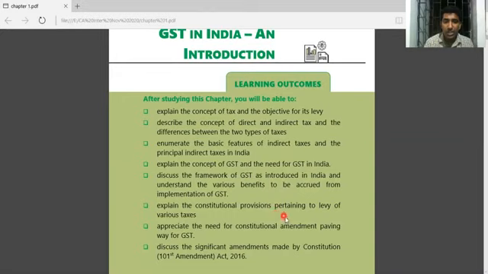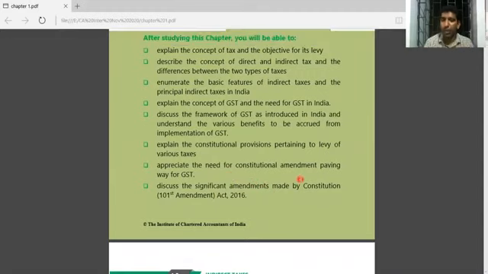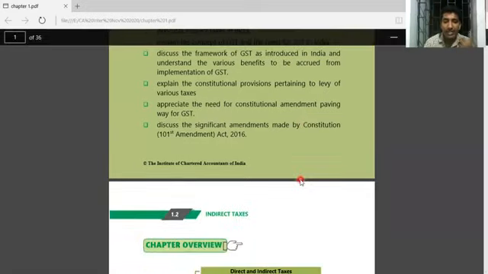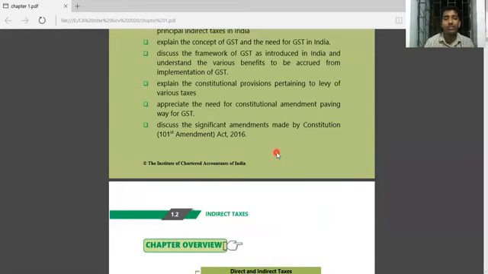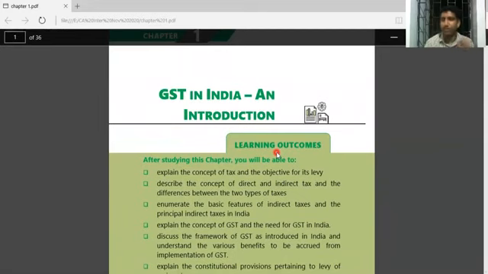Then the constitutional provisions pertaining to levy. A constitutional amendment has been made to introduce GST. So what are those constitutional amendments? Then the need for this constitutional amendment, why GST was introduced. Earlier we had other indirect taxes, like VAT and service tax. New students will not know much about service tax and VAT, so we'll be discussing that. Then the amendments made by the 101st Amendment Act 2016. By this 101st Amendment Act, GST was introduced. So what are the significant amendments in that Act? These are the key learning outcomes from this first chapter.